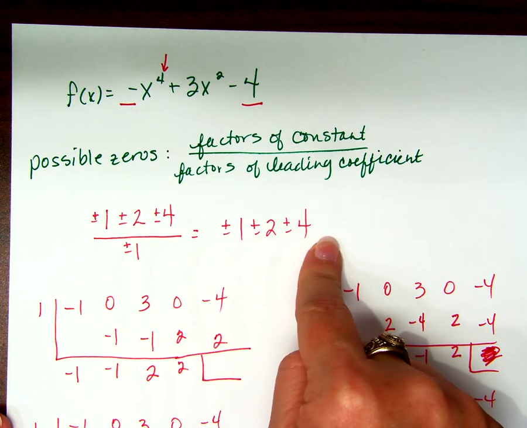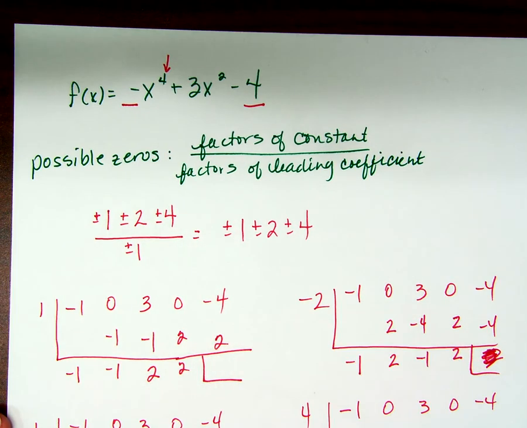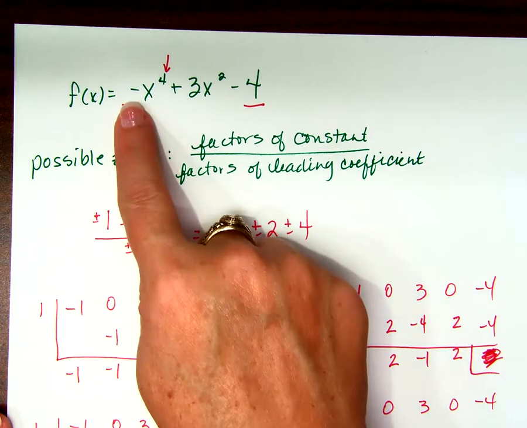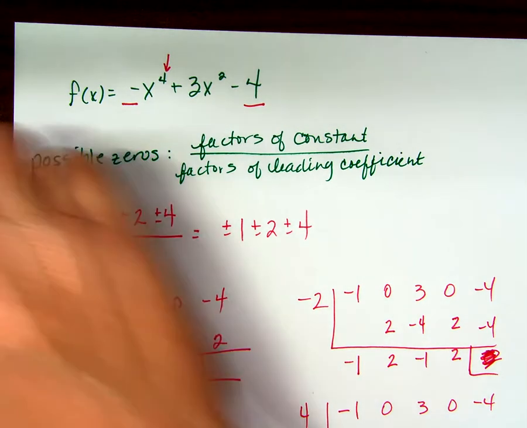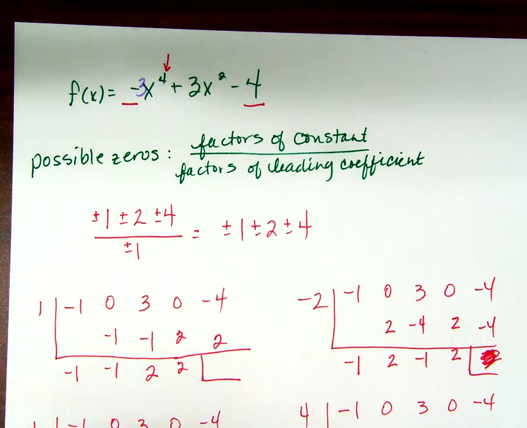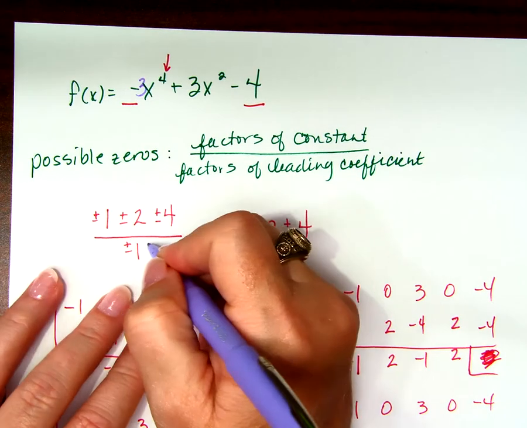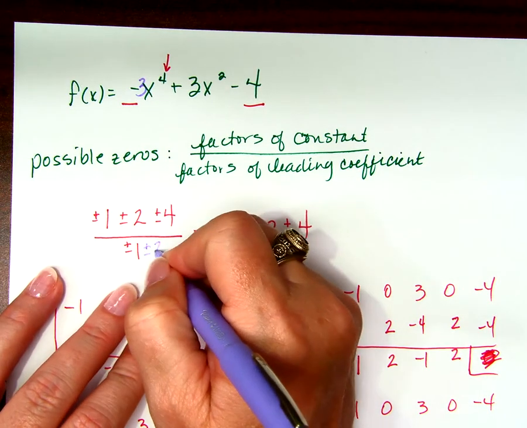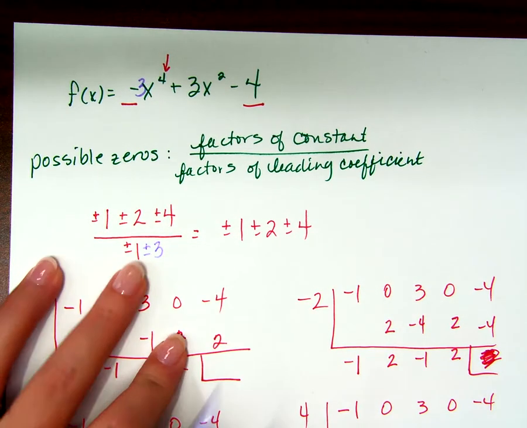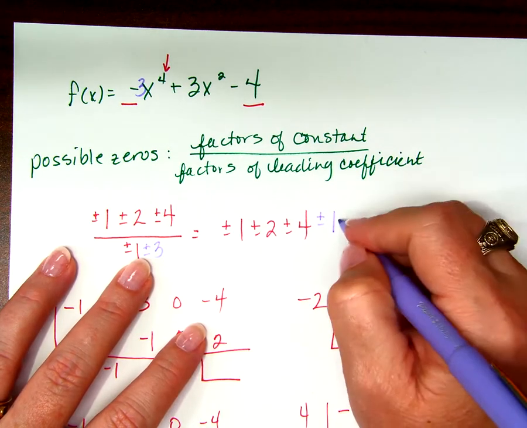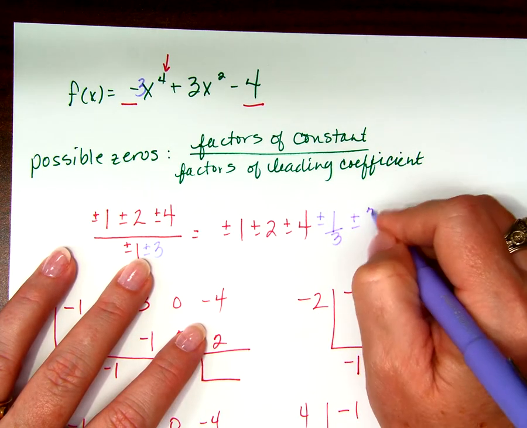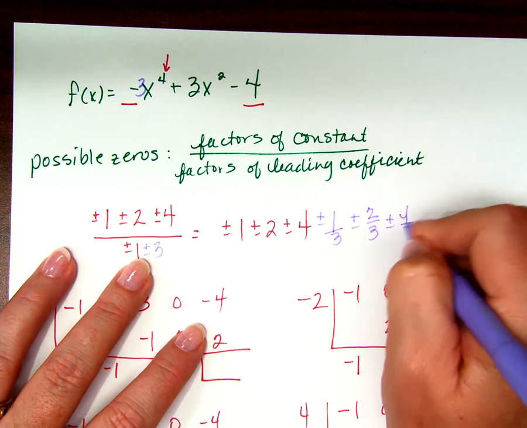If I ask for the possible zeros, though, of a function, can you tell me the possible zeros? The only time that it gets difficult, quote-unquote difficult, is when the leading coefficient's not 1. If this happened to say negative 3x squared, like that, we would have to divide by plus or minus 1 and plus or minus 3. Well, if I divide everything in the numerator by 3, I'd also have plus or minus 1/3, plus or minus 2/3, and plus or minus 4/3.